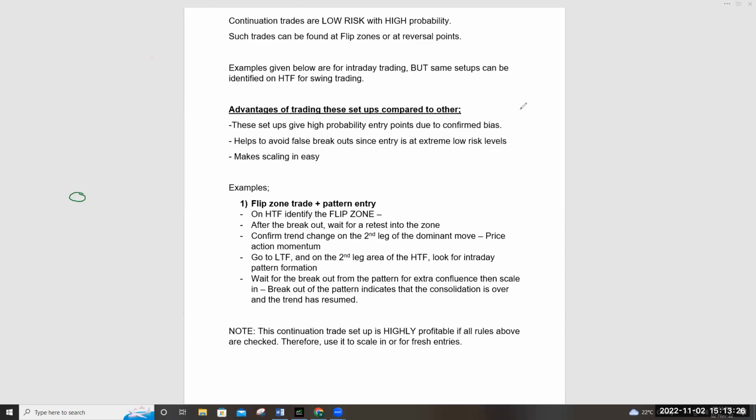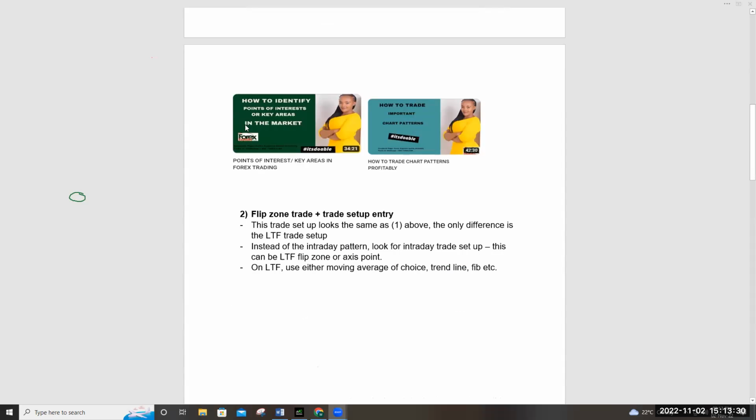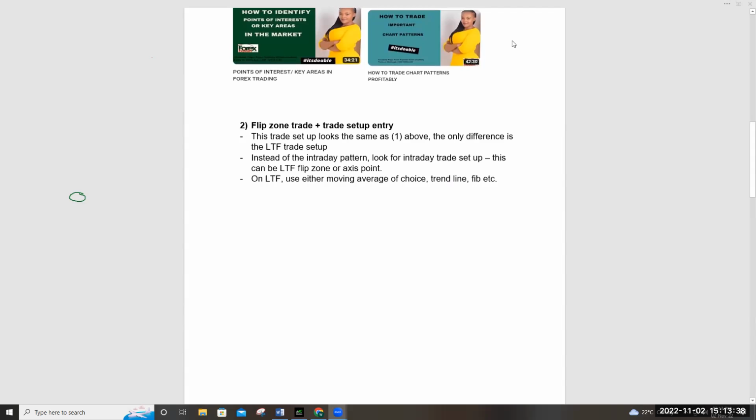Now, option number 2, or example number 2. These are the videos that you can watch for more details on key areas, which are the flip zones and of course the chart patterns. Example number 2, we have what we call the flip zone plus the trade setup. Instead of the pattern, we look for a trade setup.